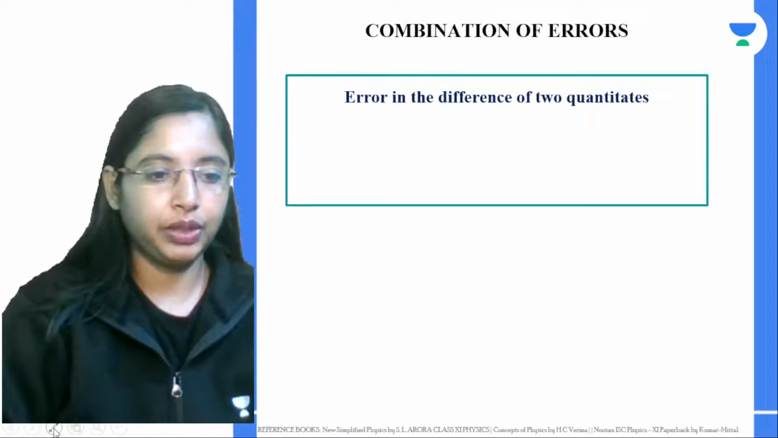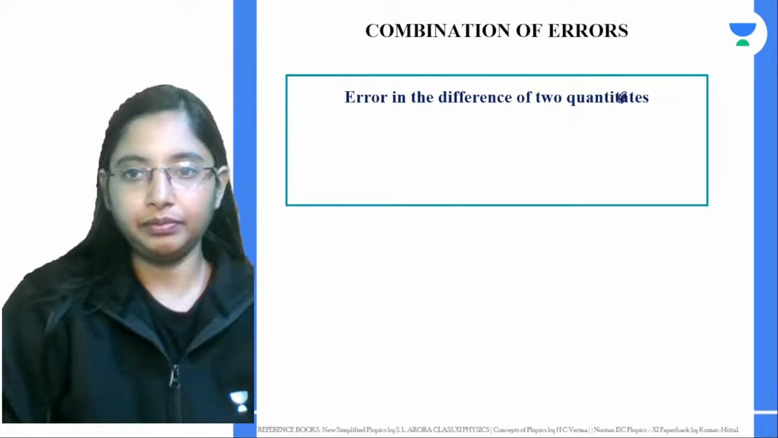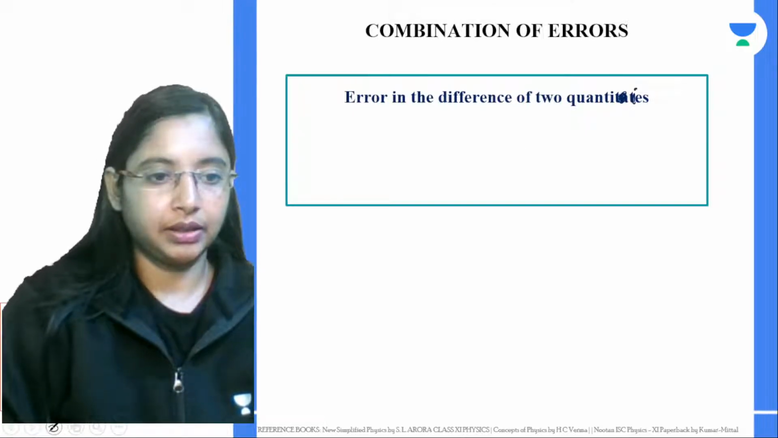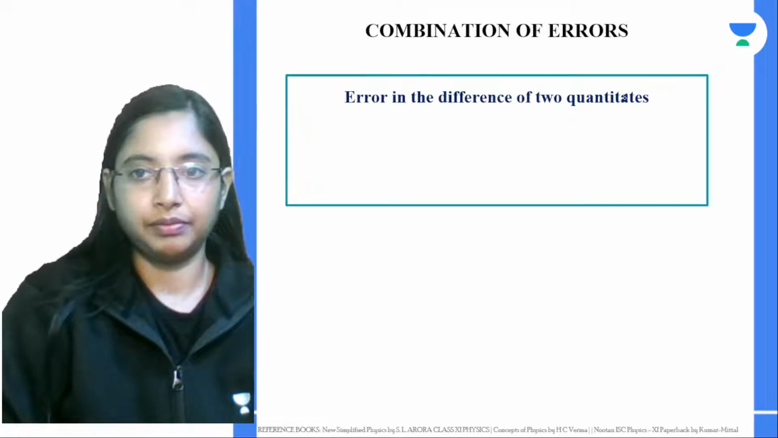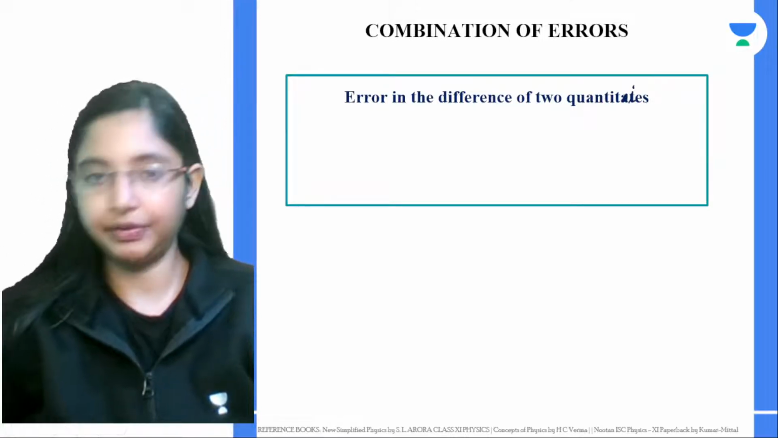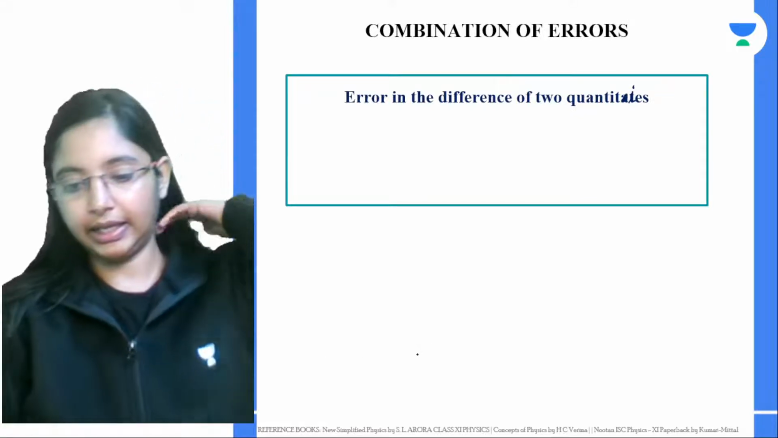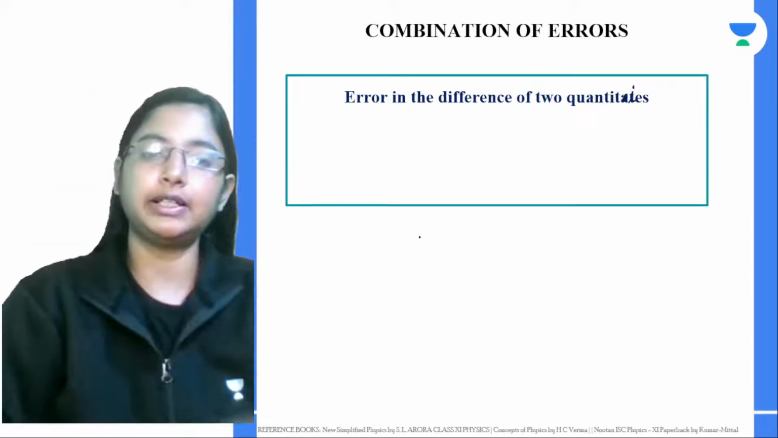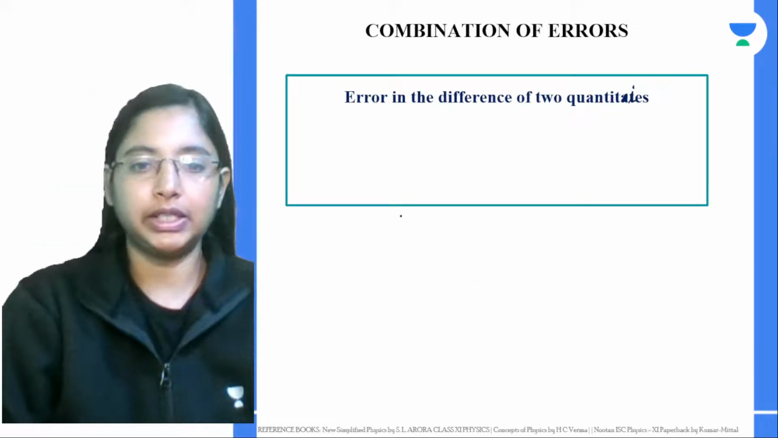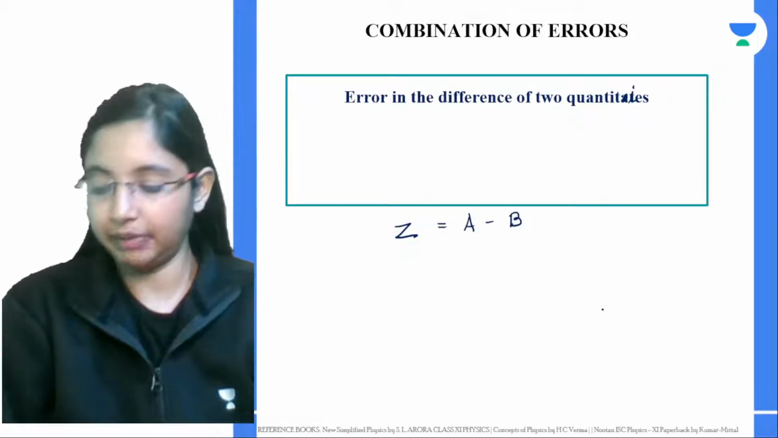Similarly, if you're doing the same thing, but in this case you are actually finding the difference, the errors in difference in the measurement. All right. So in this case, we are going to consider the same thing. Let's say you're subtracting two quantities. So the final quantity Z will be A minus B, right?